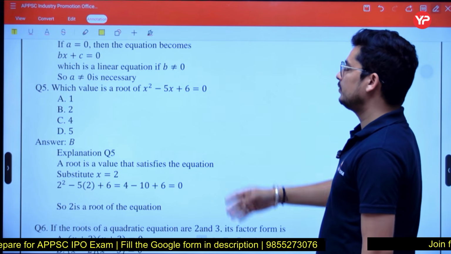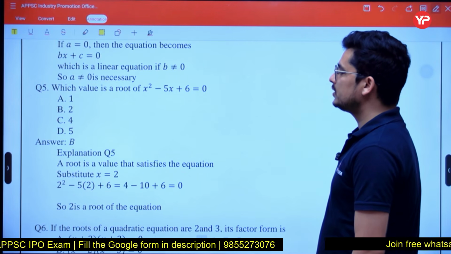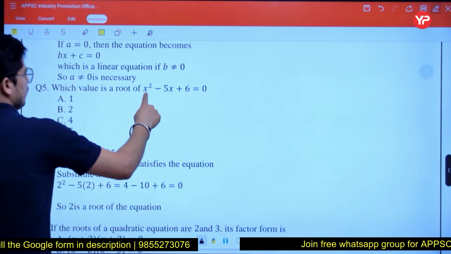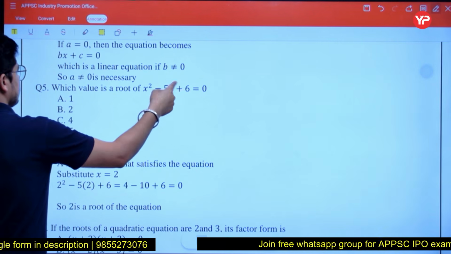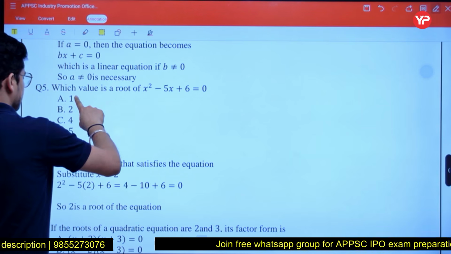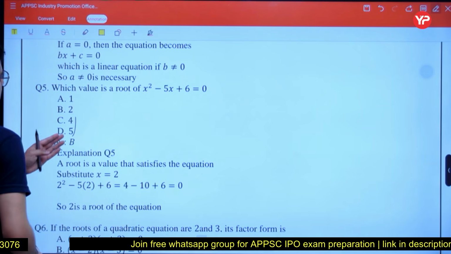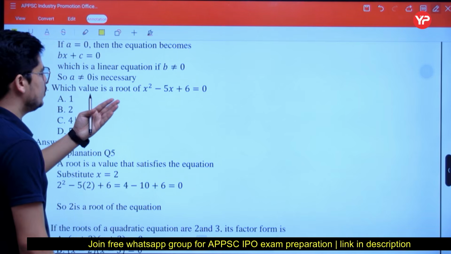The value of root of this equation, right? The root of this equation. So what we can do? We can do one thing, just replace the 1 here. 1, 5 minus 1, 6. That will not be the root. 2 replace, when you replace the 2 here, you have 4 options, just replace that value in that equation, you will get the root.